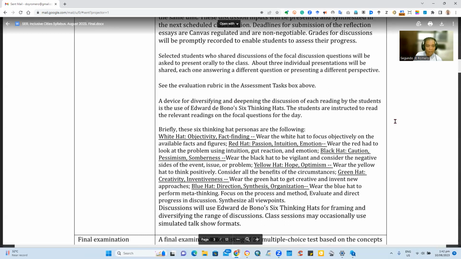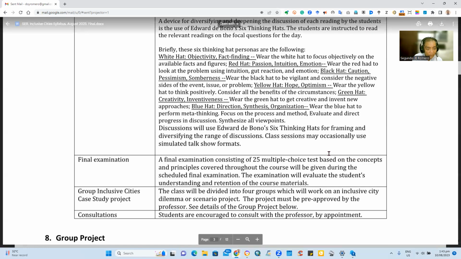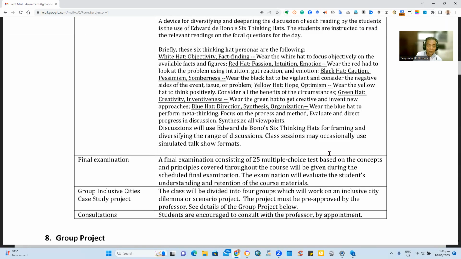So we will use Edward de Bono's 6 thinking hats for framing and diversifying the range of discussions. And class sessions may occasionally use a simulated talk show format, as if we were on TV, and we have people discussing a particular topic, and they are exchanging points of view, right? So we can do that. By the way, you may want to read from Google about Edward de Bono's six thinking hats, so you get a little bit some mastery on how you're going to use them.